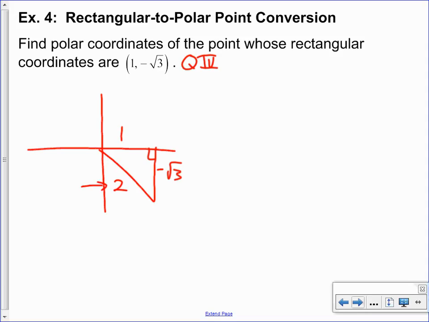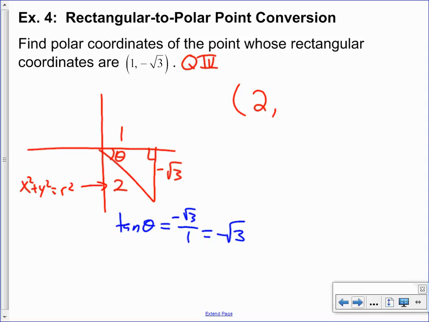Again, we just use the formula x squared plus y squared equals r squared. So plug it in. So obviously our r is 2. To find theta, we use tan of theta, which is opposite over adjacent, so negative root 3 over 1, which is negative root 3. And then using our handy dandy unit circle.